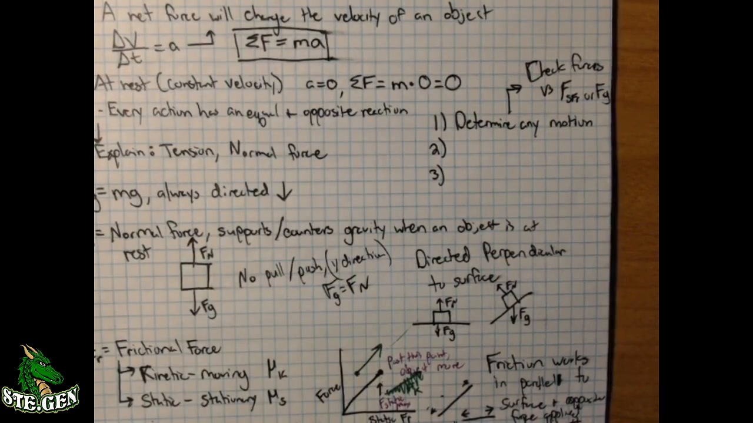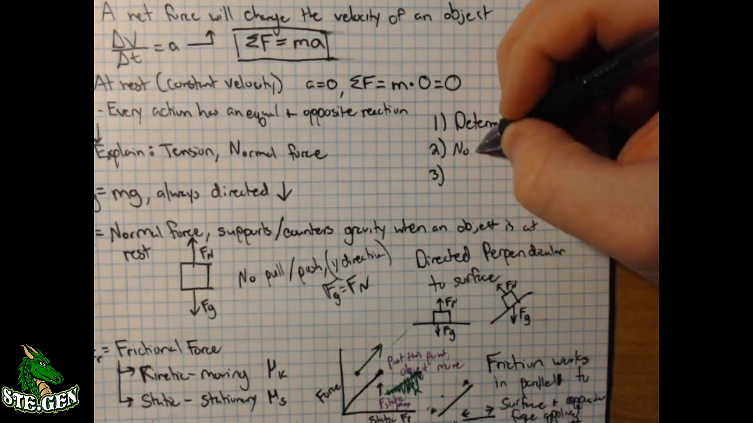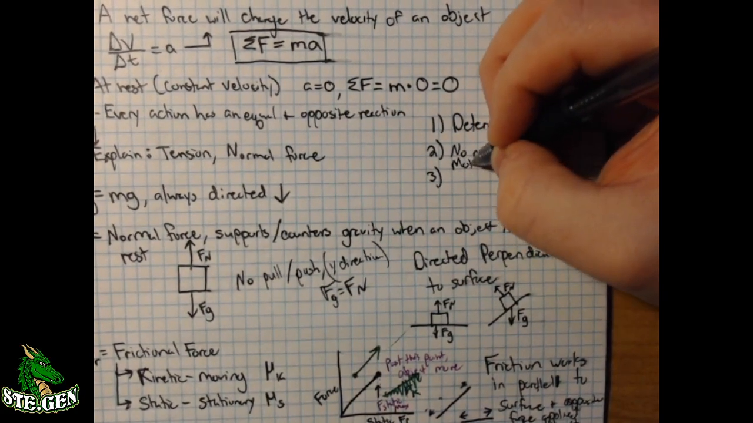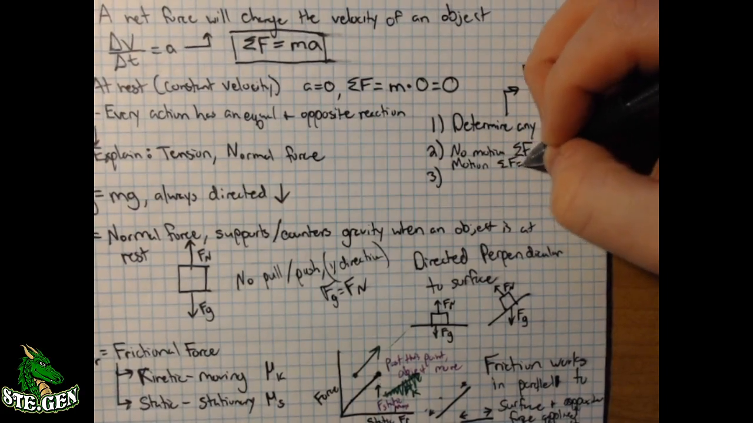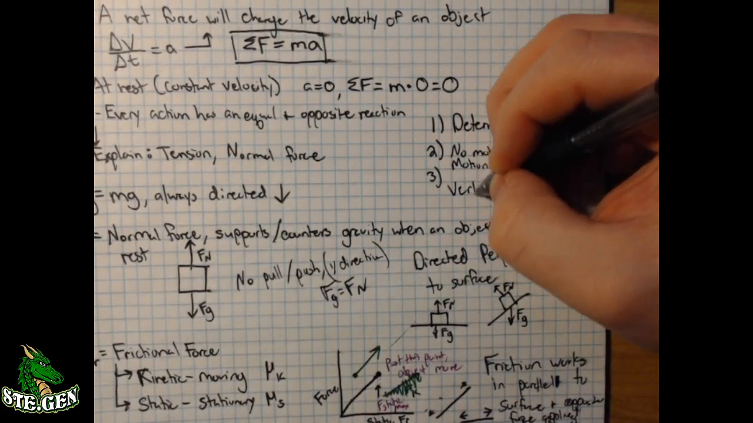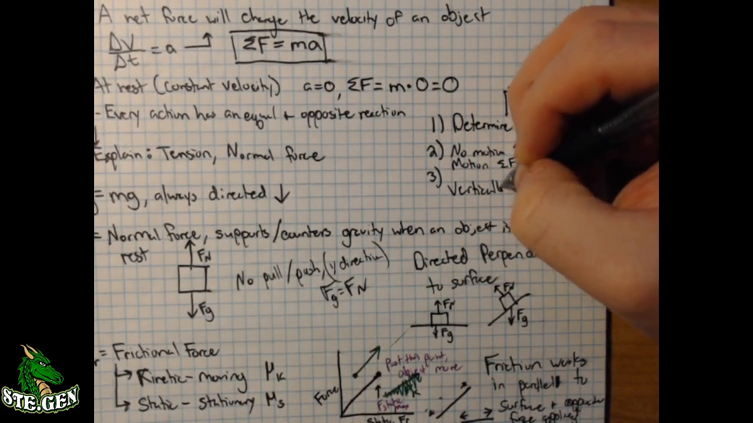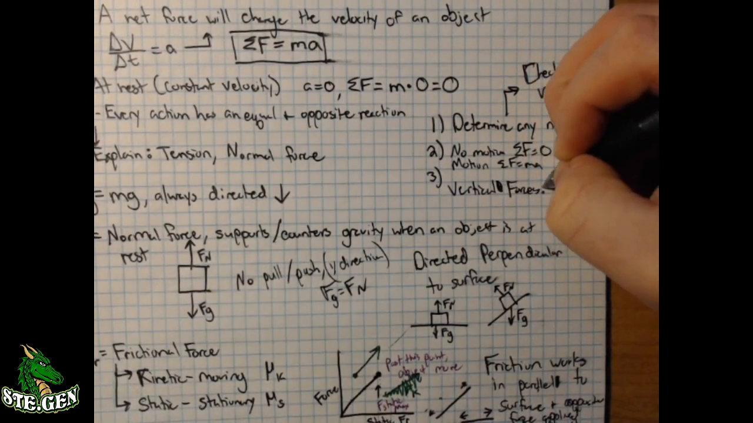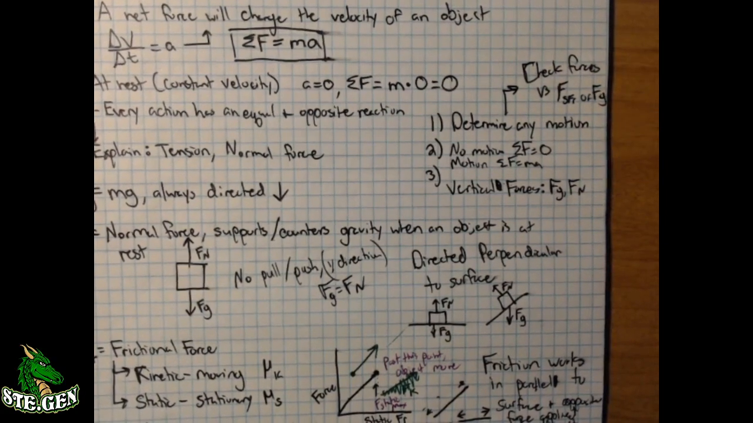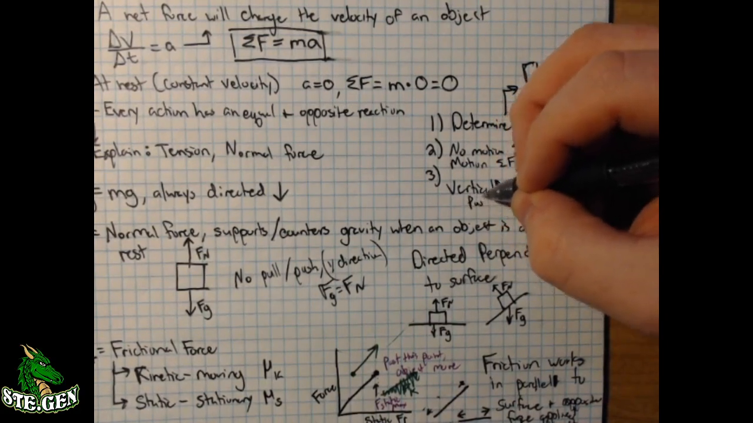So your first step will be, is there anything in the problem that indicates it's moving or that it could be moving? If it's something that's sitting still, obviously there's not. And if there's no motion, then the sum of your forces is equal to 0. If there is motion, you will have to figure that out with the sum of the forces equal to mass times acceleration. If it's moving vertically, we'll just say vertical forces, you will have Fg, Fn supporting that force of gravity if it's stationary, and then whatever other pushes or pulls that you may have.